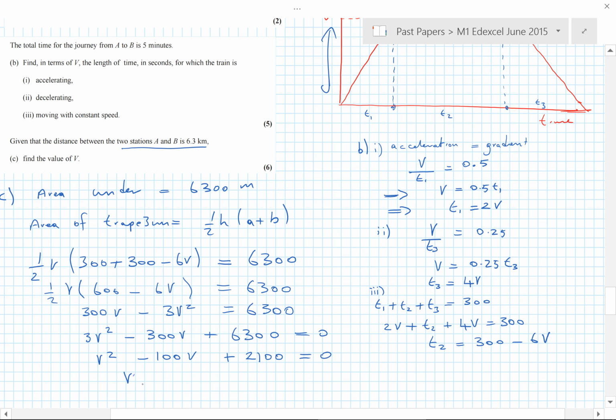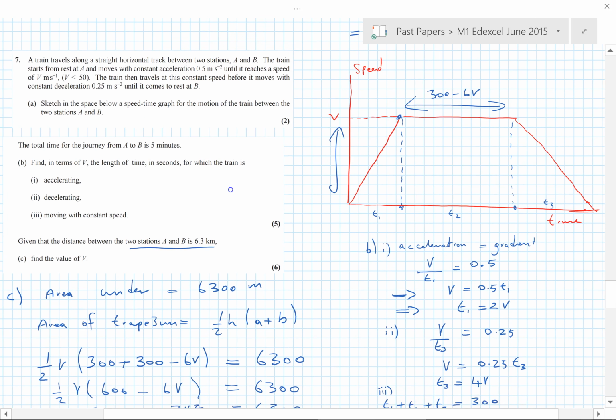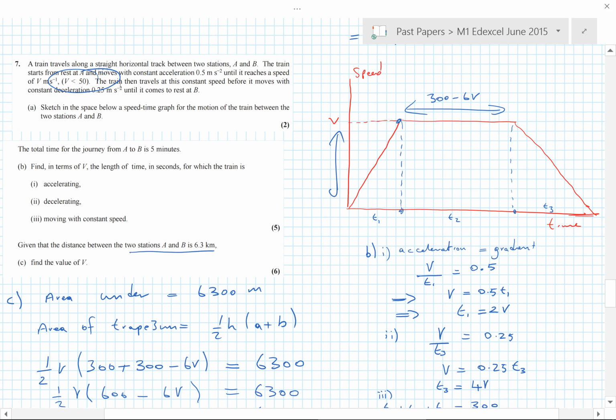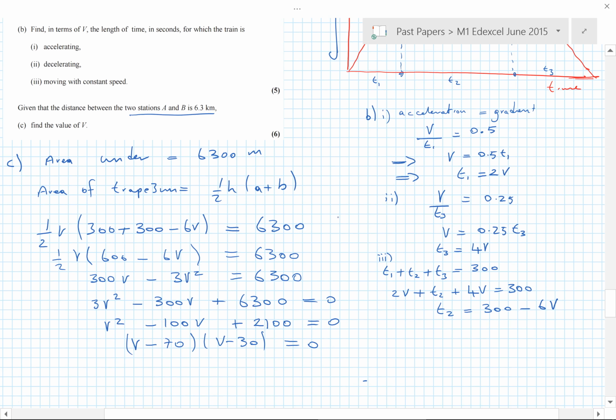And that factorises nice and easily, 70 and 30. But you'll see quickly that the 70 is not appropriate. It doesn't apply, because if we have V as 70, then we have a negative term here, so it's a complete mess. And in any case, the question tells us that V is less than 50. So the only one that's actually valid is V equals 30, which is the answer to the question.